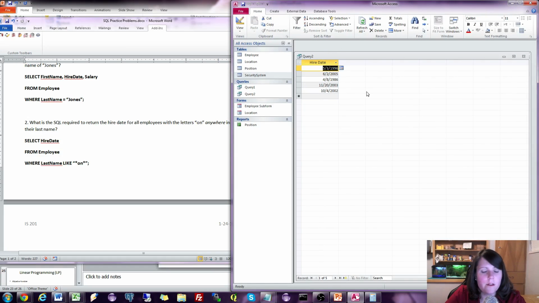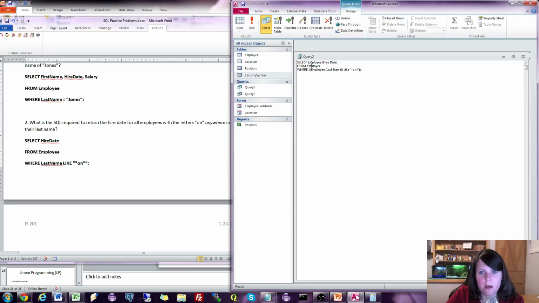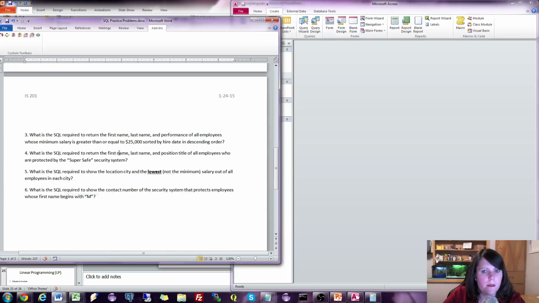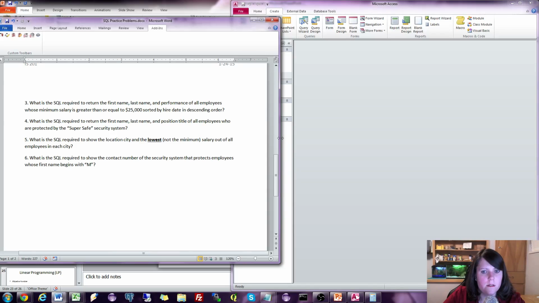And this should be the hire date. If I showed the last name, it should just be the employees that have ON in their last name. If we look at the SQL, we've got select, again, it's including the table names, but hire date from employee, where last name like star ON star, end quote. Okay. All right. You can stop me if you want. I'm just going to keep going.